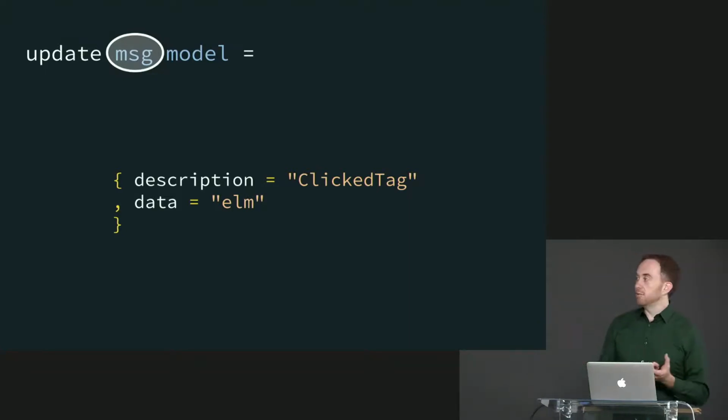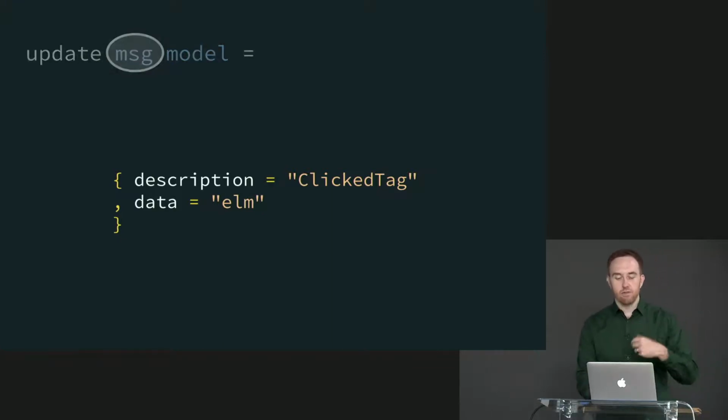So by looking at these two pieces of information, update can say, I see what happened. The user clicked a particular tag. I'm going to change the application state to reflect that.